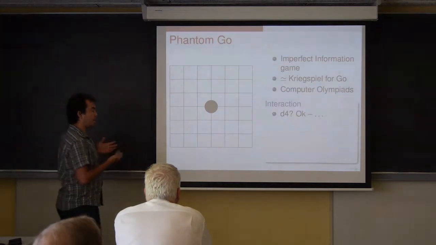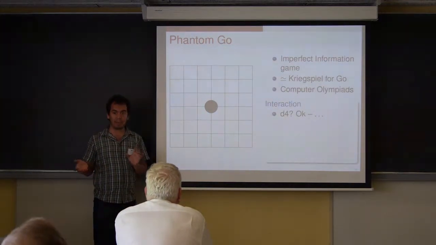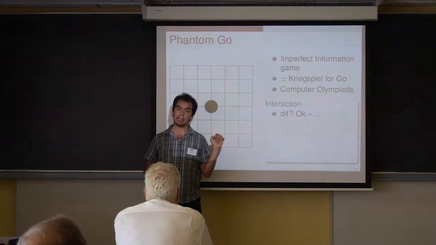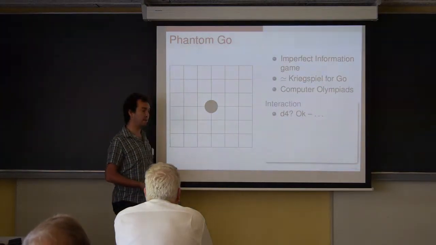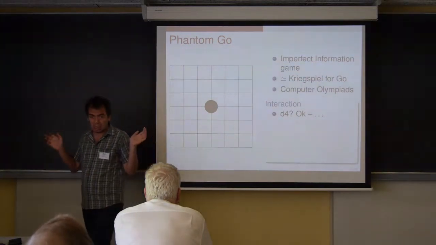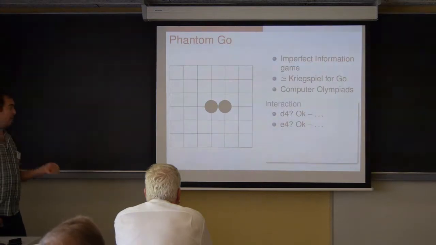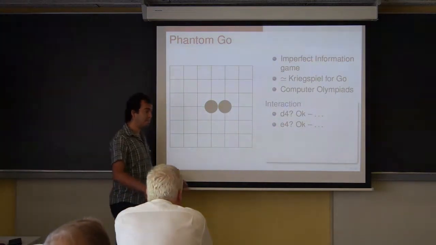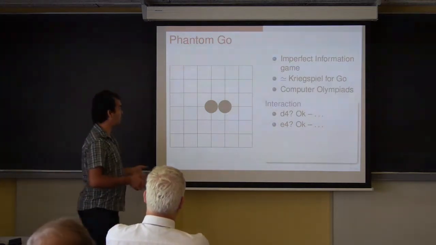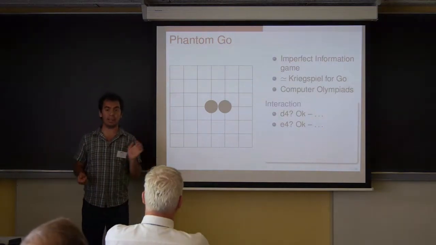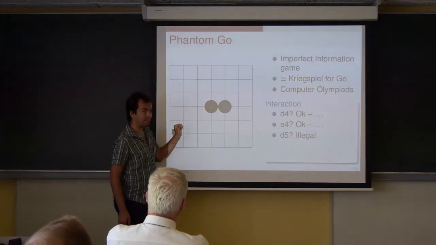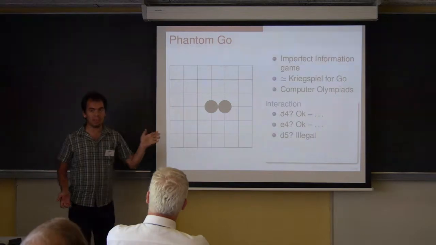So, let's take the point of view of the black player. Black player says, I would like to play in d4. And the referee says, okay, you can do that. So black puts a black pawn here. And then the white player plays, and the black player doesn't know what white has done. Then black says, oh, I would like to play on e4. And the referee says, yeah, you may do so. So then black has a pawn there. On the real board, there's already a white stone somewhere, but black doesn't know where it is. Then, say next move, black suggests, oh, I'd like to play on d5. And then the referee says, but you can't do that, that's illegal.